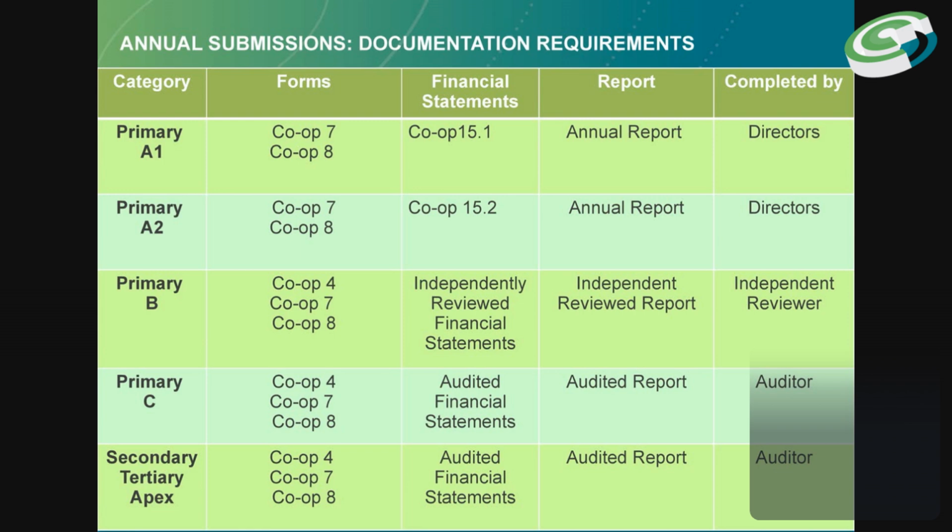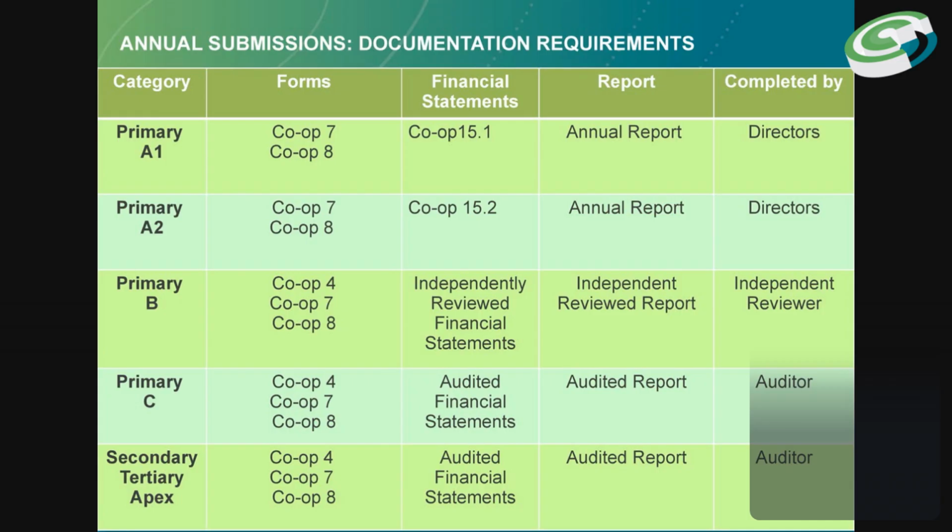All this documentation must be fully completed and uploaded when you file your annual return in our new e-services portal. Primary A2 also needs a fully completed COP 7, Co-op 8, COP 15.2 and an annual report that is prepared by the directors. Primary B requires the Co-op 4, Co-op 7, Co-op 8.